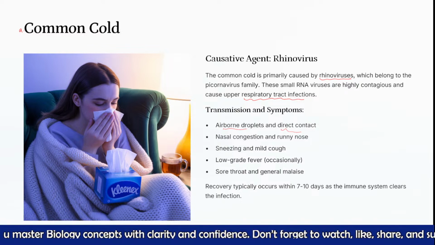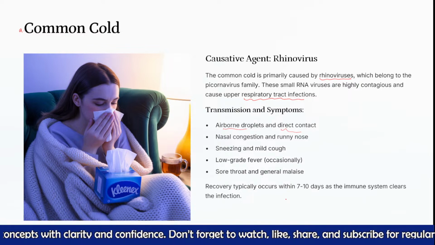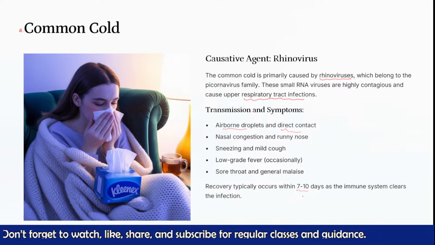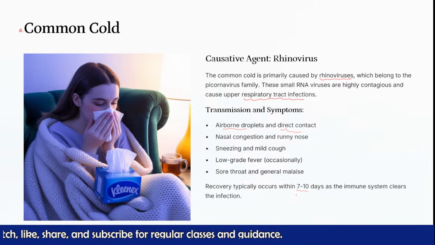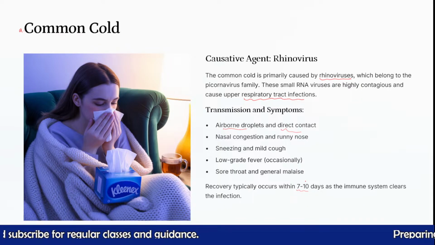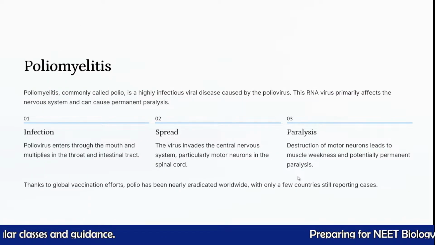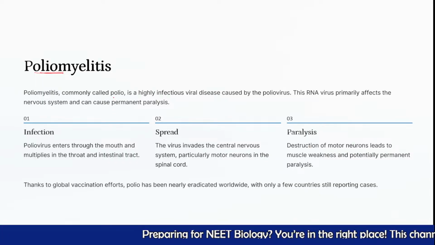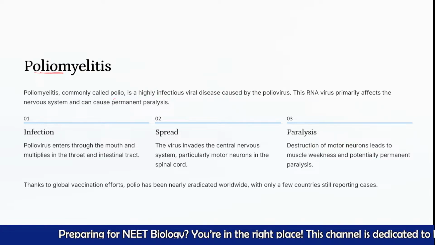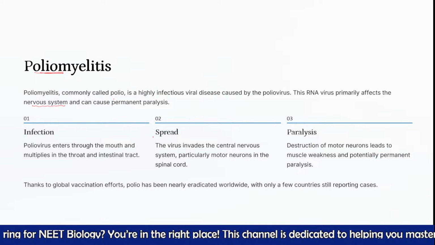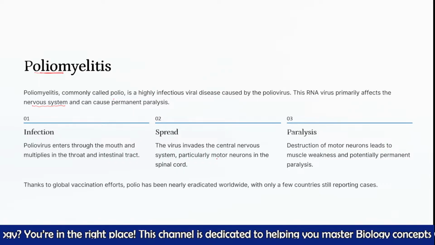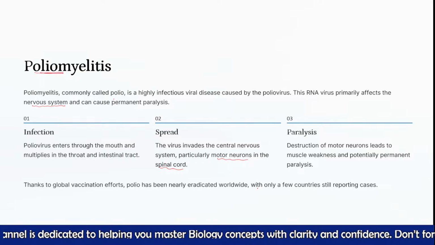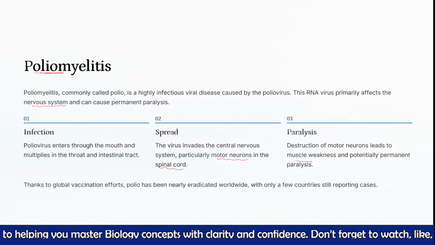Viral diseases like this can be cured within 1 week or a maximum of 7 to 10 days, because our immune system completely clears the infectious organisms from the body. One more example of a viral disease is poliomyelitis. Poliomyelitis is caused by the poliovirus. Its target site is the nervous system, specifically the motor neurons in the spinal cord. As a result, muscle weakness and slowly paralysis take place.